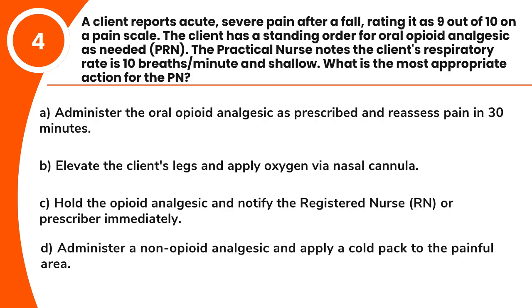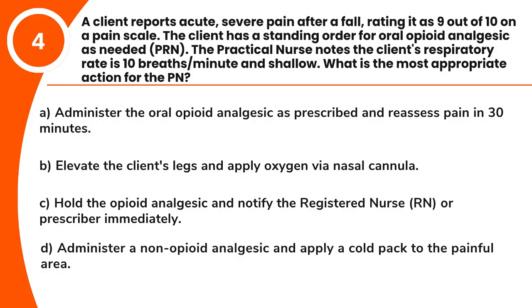Question 4. A client reports acute, severe pain after a fall, rating it as 9 out of 10 on a pain scale. The client has a standing order for oral opioid analgesic as needed, PRN. The practical nurse notes the client's respiratory rate is 10 breaths/minute and shallow. What is the most appropriate action for the PN?